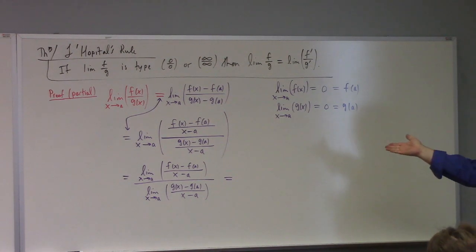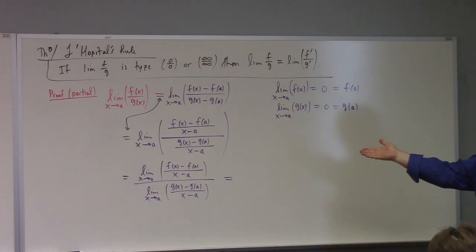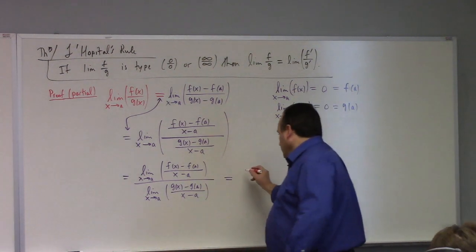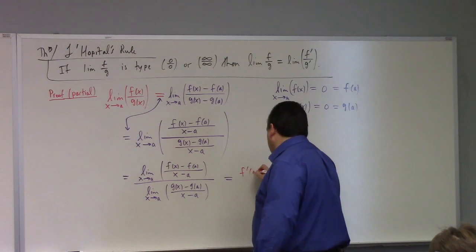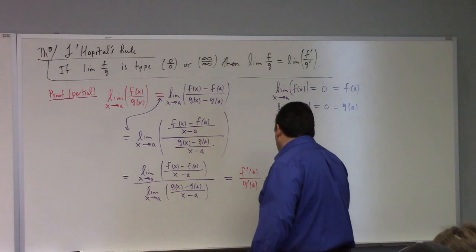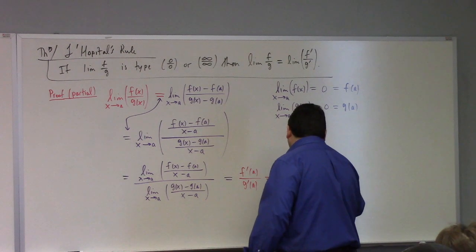So what do we have? We've got that's f prime of a, right? And that's g prime of a. Do you guys agree? So that's f prime of a and g prime of a. And of course, that is equal to the limit as x goes to a of f prime of x over g prime of x, which is L'Hopital's rule.